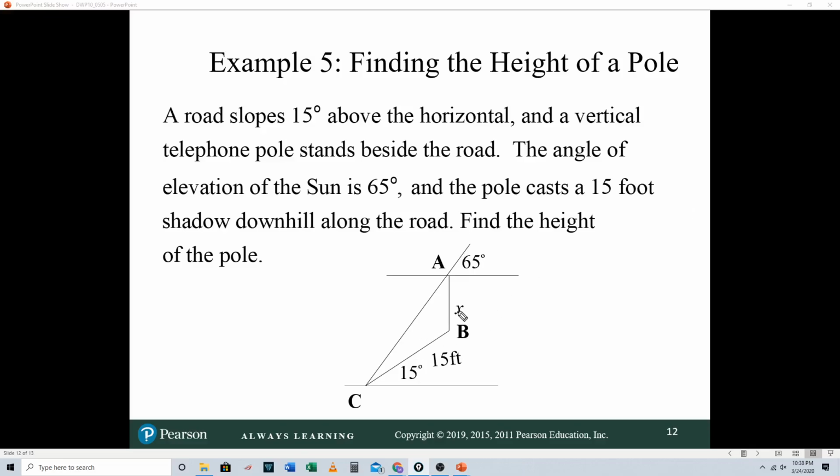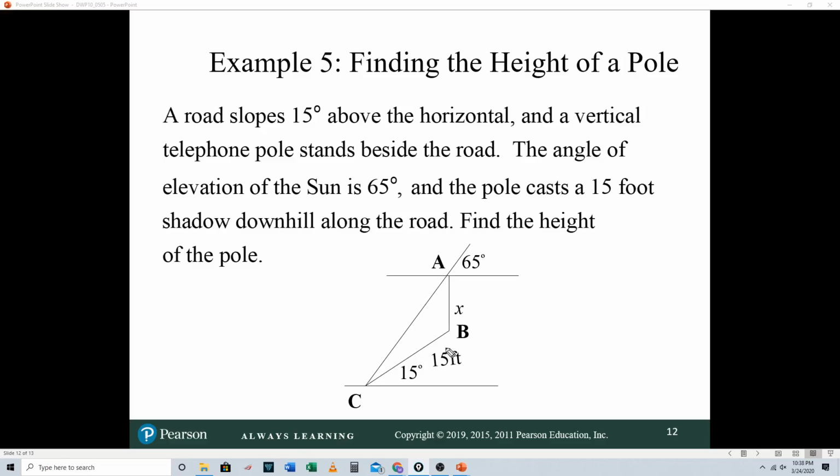So we want to find what? The slope of the road. The road slopes 15 degrees, so this is the slope of the road, 15 degrees. I'm guessing this right here is 15 degrees, which is a really big 15 degrees. It should be something a little bit flatter than that. A vertical telephone pole stands beside the road. The pole casts a 15-foot shadow.